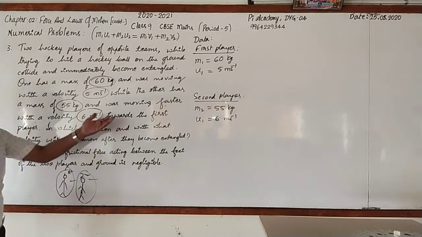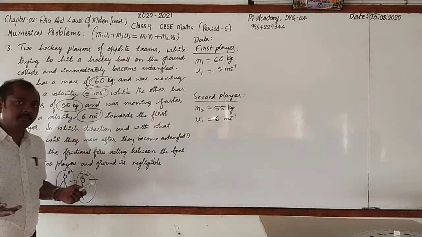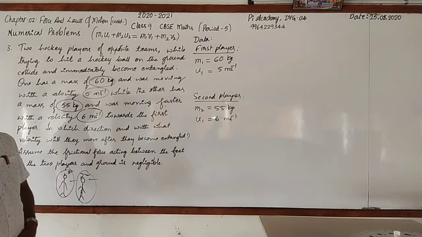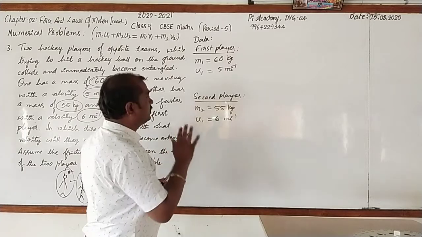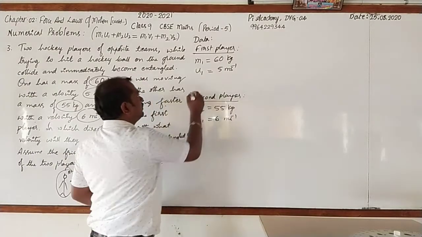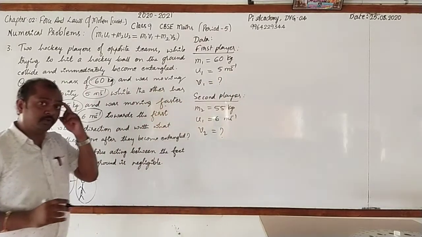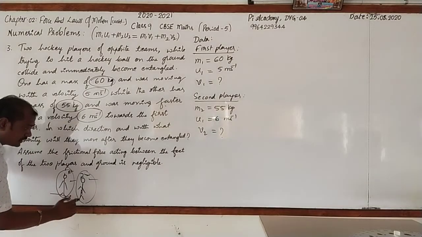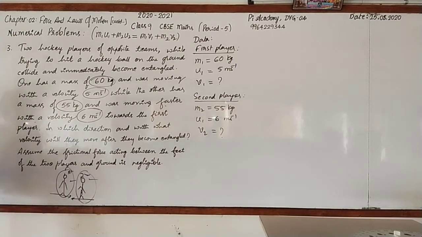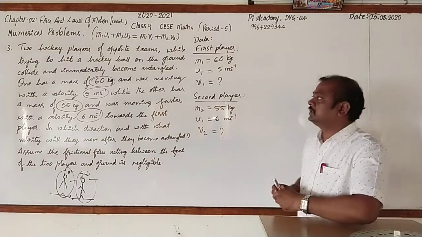Then he is moving towards the first player. In which direction and with what velocity will they move after they become entangled? When they become entangled, their final velocities will be the same because they move together, right? You just keep that in mind. Here, the final velocity of the first player and the final velocity of the second player are both unknown. Look here. The first player is moving towards the second player and the second player is moving towards the first player. But after entangling, in which direction do they start moving?